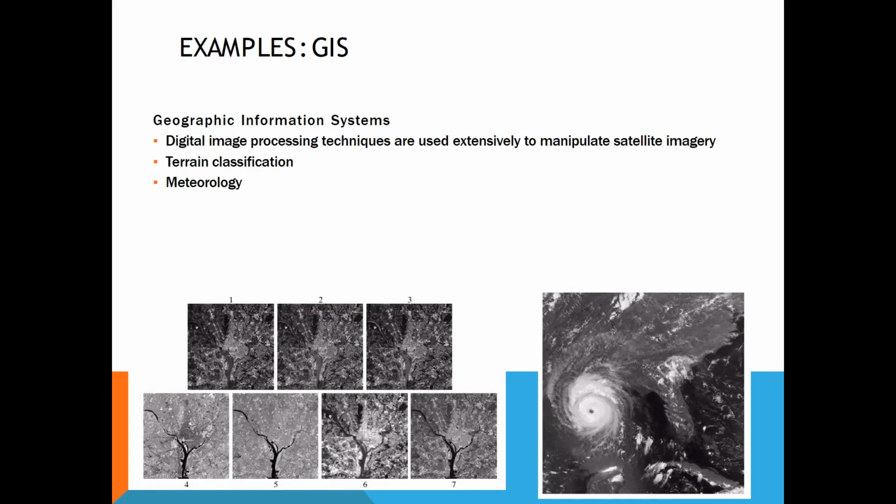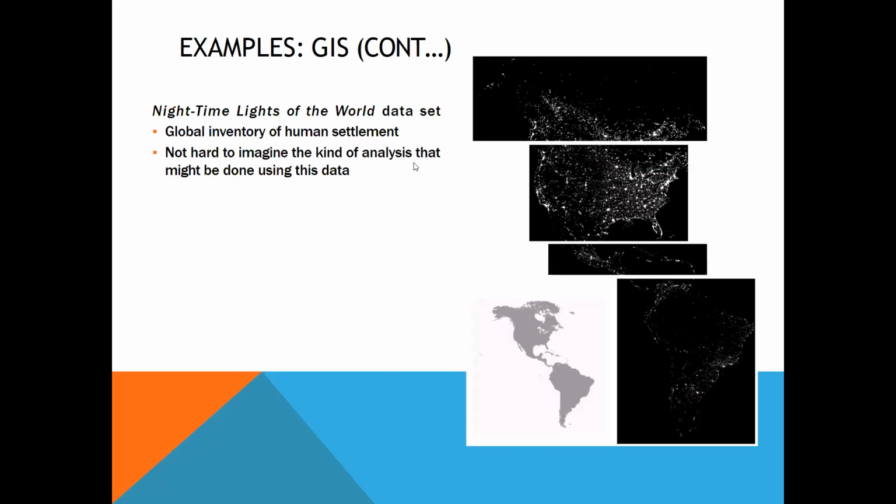Nighttime lights of the world data set. Global inventory of human settlement. It is not hard to imagine the kind of analysis that might be done using the data. So you see here, this is the exact data, this is the output. So you observe this output in this way.